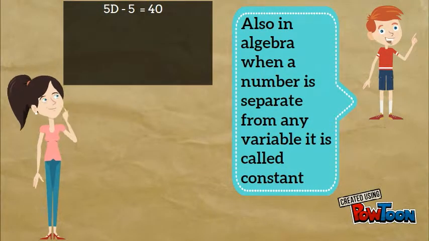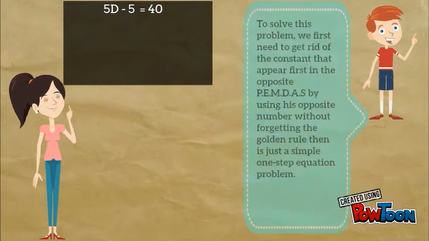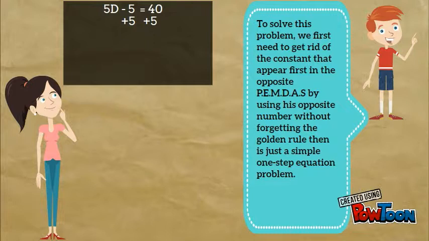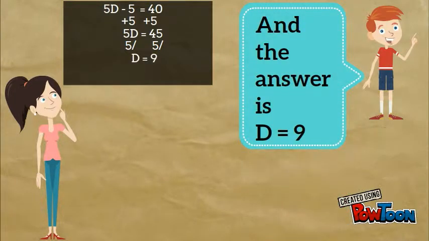Also in algebra, when a number is alone, it's called a constant. To solve this problem, we first need to get rid of the constant that appeared first in the opposite order of PEMDAS by using its opposite number, and we can't forget about the golden rule. Then it's just solved as a simple one-step equation problem. And the answer is d equals 9.